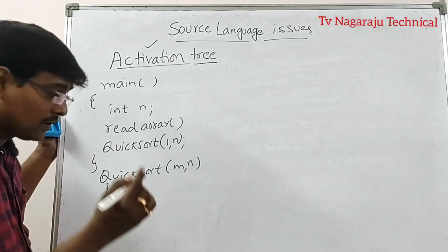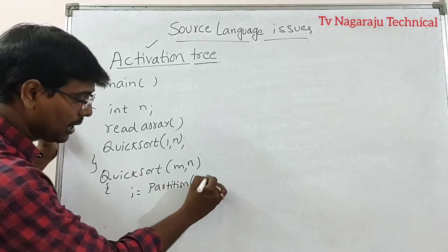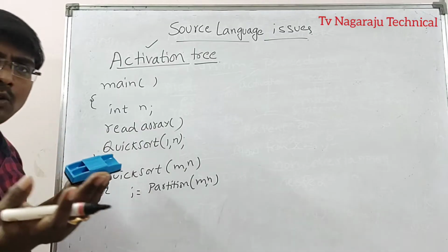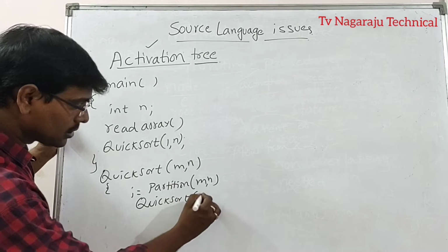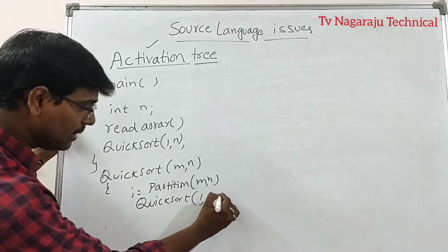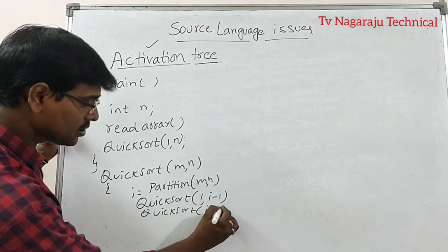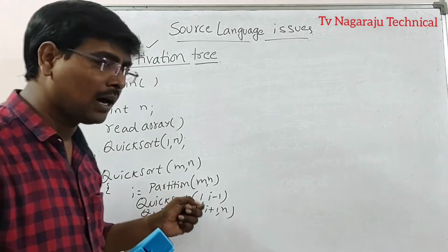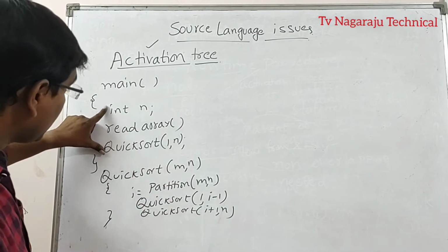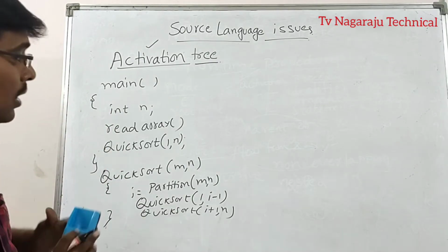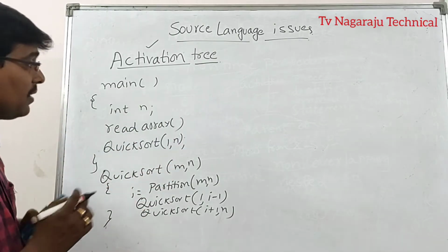In the quicksort, what is the first step? Generally partition. Partition of m comma n, or you can take m value as 1. That is your wish. Now quicksort of, suppose, 1 comma i minus 1, quicksort of i plus 1 comma n. Here you take m or n, whatever it is. Understand this one. Here I am applying the normal and the recursive also. For this program, how do I draw the activation tree?